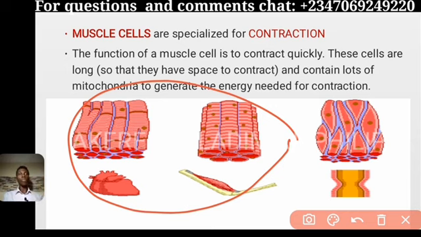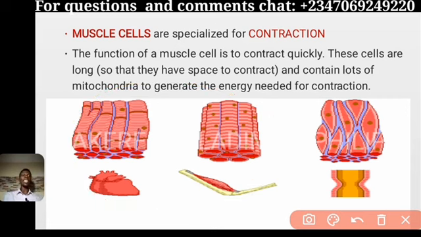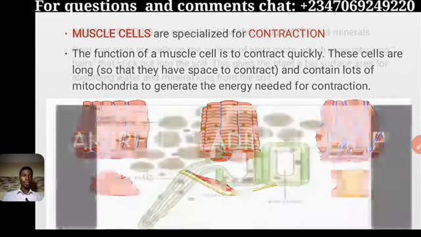And they contain lots of mitochondria to do what? Generate the energy needed for contraction, because to contract demands energy. That's why if you are tired, for you to move, it's a bit harder. Or when somebody is sick, when there is not enough energy, it means for contraction of muscles, there needs to be energy. All right? So moving on.